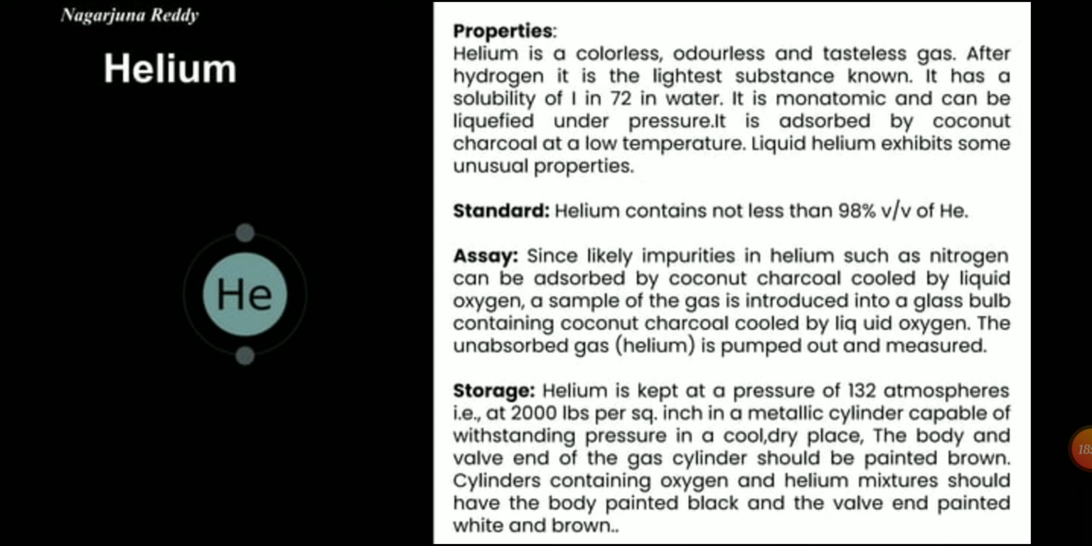Kept at a pressure of 132 atmospheres, or 2000 lbs per square inch, in a metallic cylinder capable of withstanding pressure, in a cool and dry place. The body and wall end of the gas cylinder should be painted brown. A cylinder containing an oxygen and helium mixture should have the body painted black and the wall end painted white and brown. So this is helium.